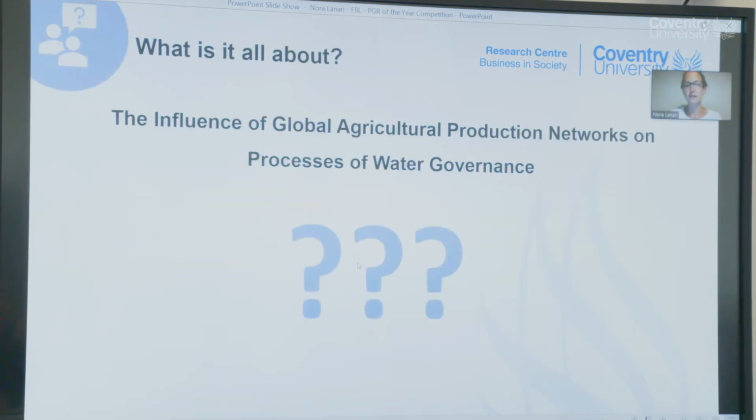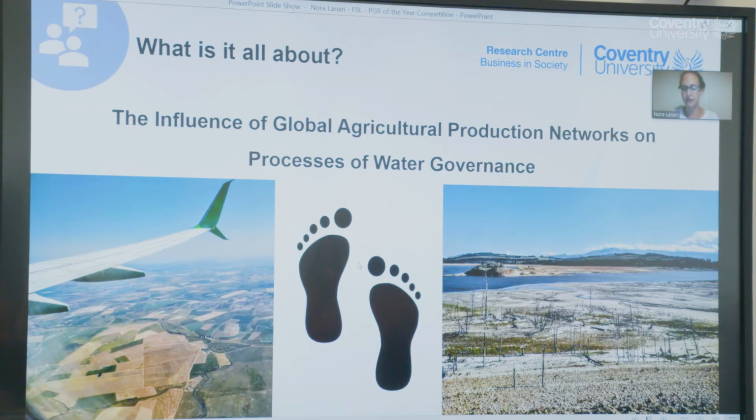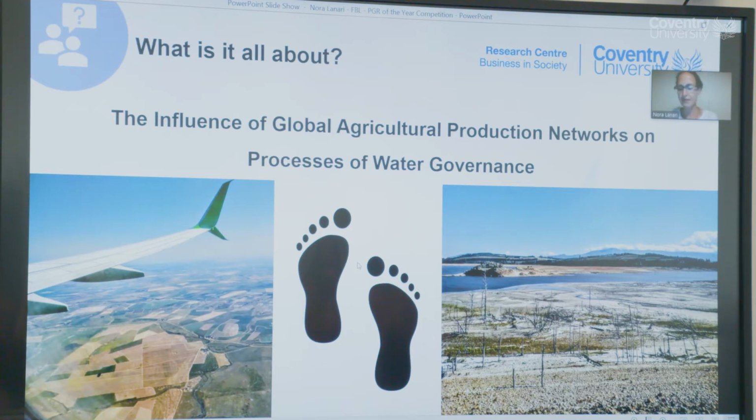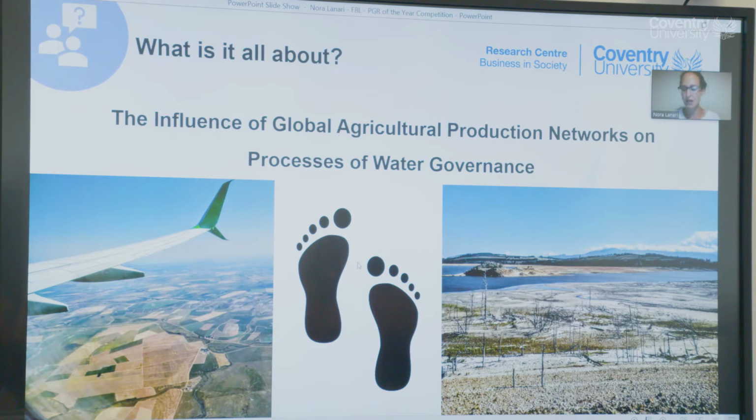So why or what does the influence of global agricultural production networks on processes of water governance actually mean? It means I have been investigating how the production of agricultural goods, such as fruit, impacts not only on the environment in terms of its various environmental footprints, but also influences the way we manage natural resources and the way we make decisions about them.